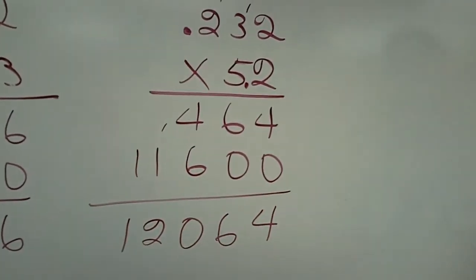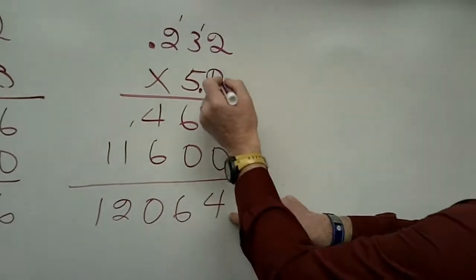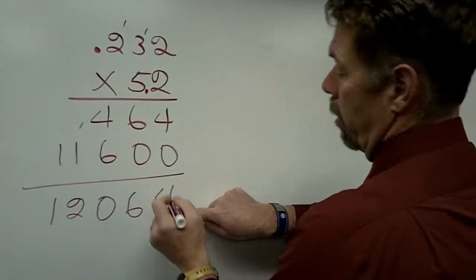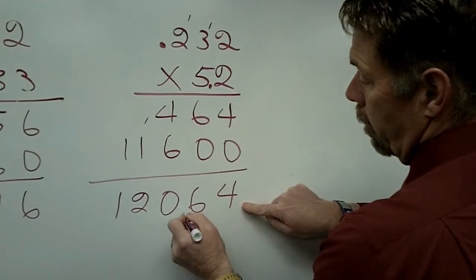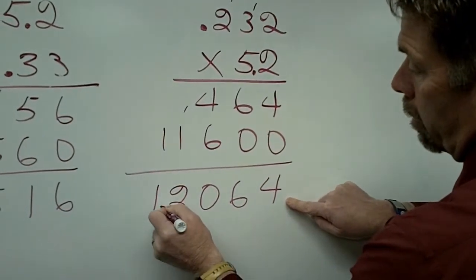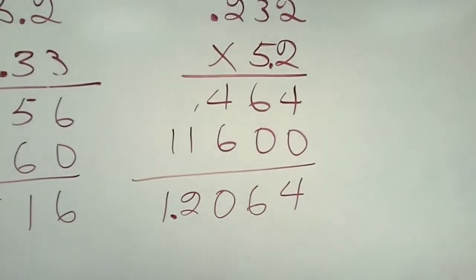And now we count our places. We start here. 1, 2, 3, 4. 1, 2, 3, 4. So that should be your answer for the second example.